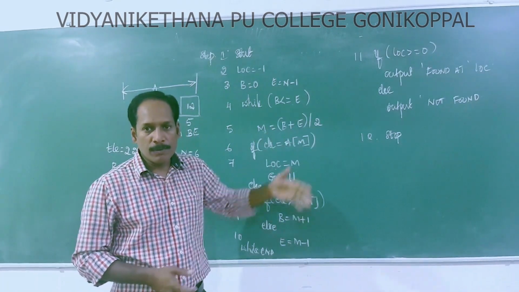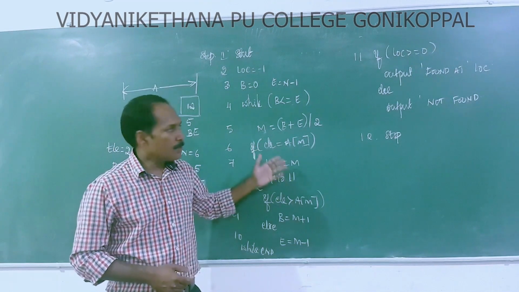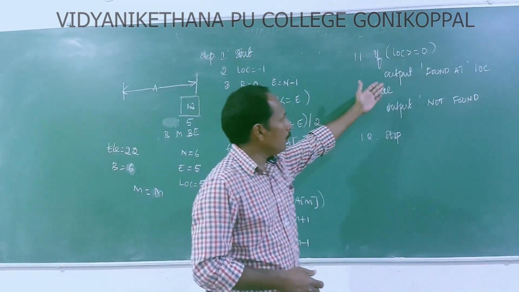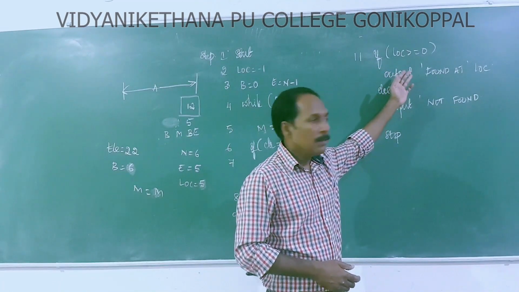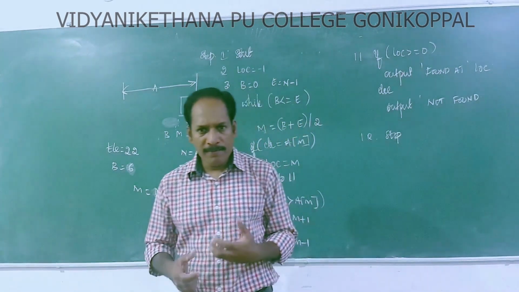B is less than or equal to E. As long as there exists an element, repeat this process. That is the reason. So now we display that it remains negative, minus 1. So not found. 22 is not found. So it is not confused.